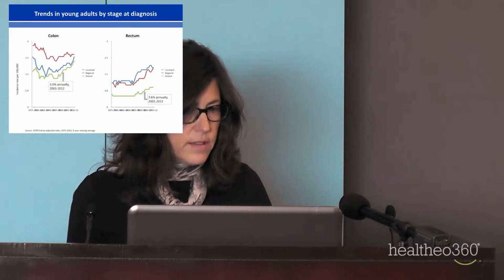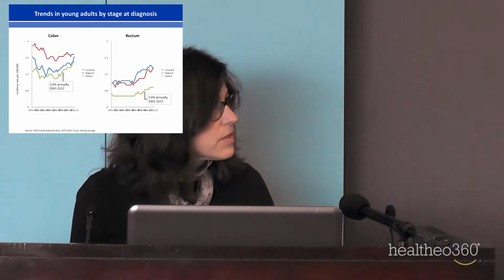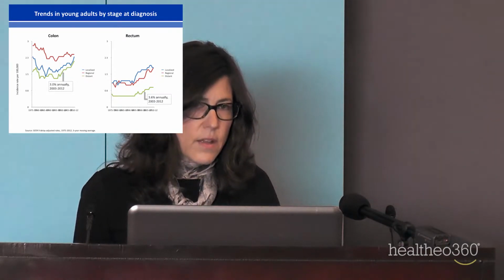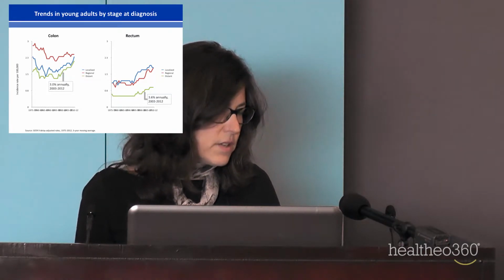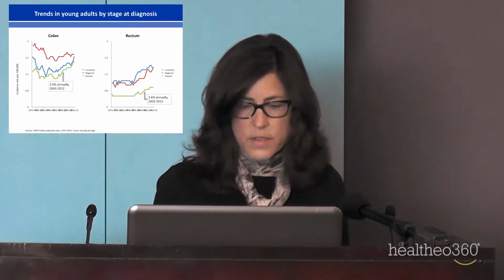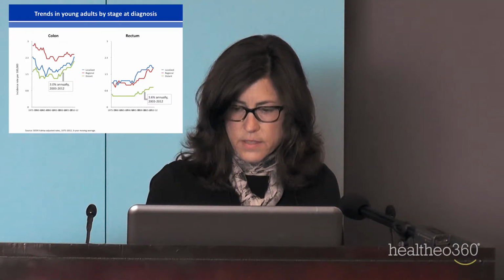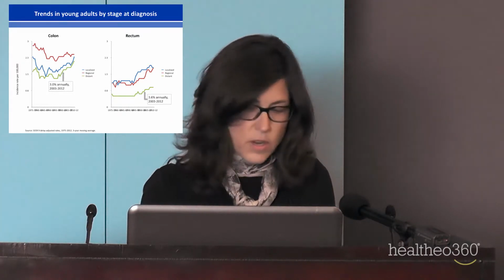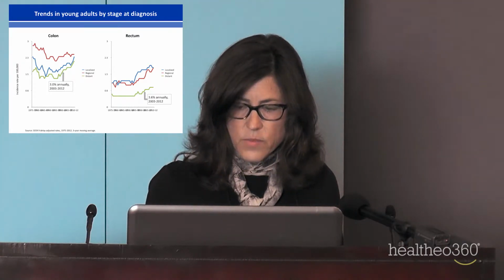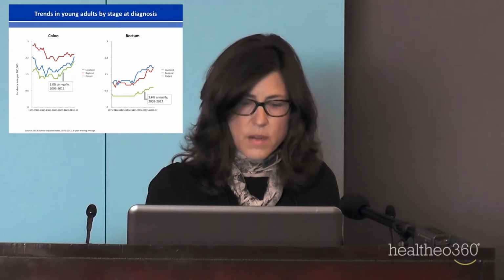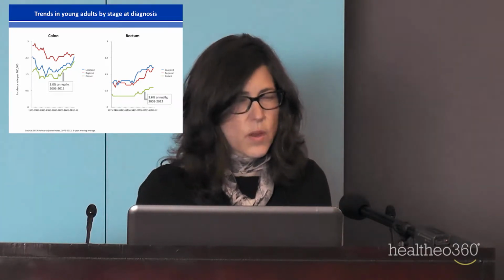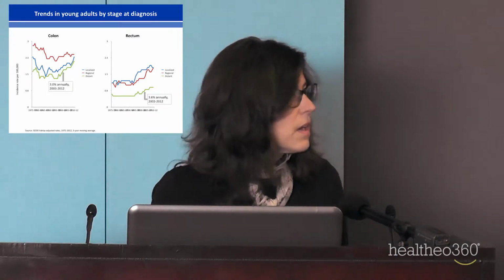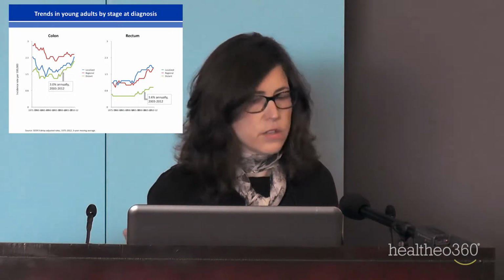Here we have trends by stage at diagnosis for colon cancer on the left and rectal cancer on the right. There have been increases for every stage of diagnosis, with the largest increases for distant stage disease. Distant stage colon cancer has been increasing by 3% per year, and distant stage rectal cancer by 3.6% per year. And these are, just to point out, if you're not familiar with surveillance data, these are large increases. Rates don't usually change this rapidly.